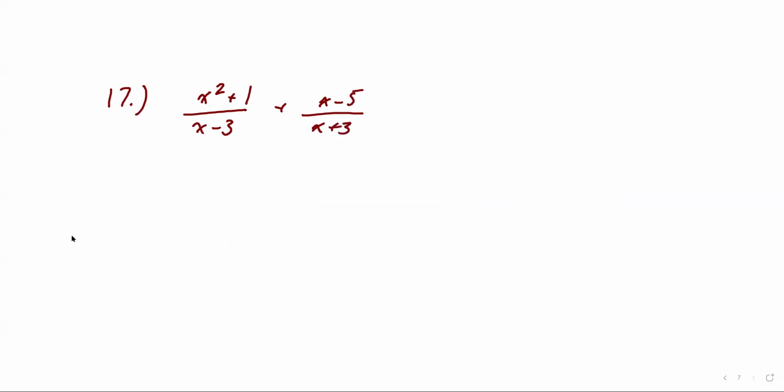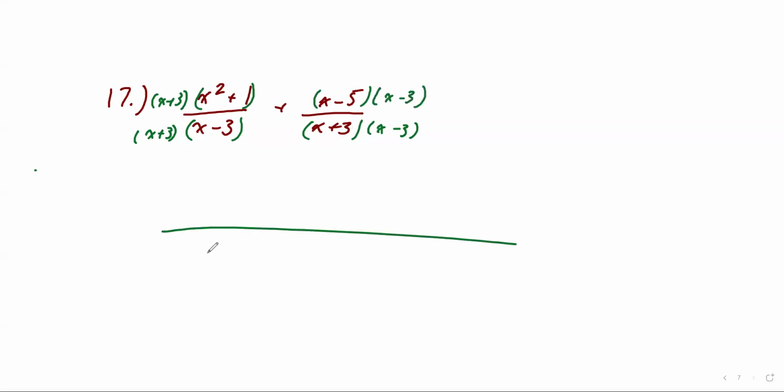Again, I'm going to go straight into just figuring out what my denominator is going to be. So that's x plus 3. And this would be x minus 3. All right, so that means I need to multiply this by x plus 3, and I would need to multiply this by x minus 3. So I know the denominator is just going to be x plus 3 times x minus 3.